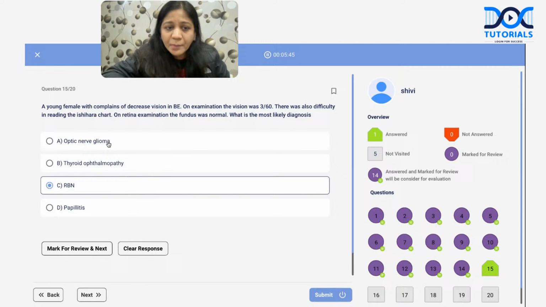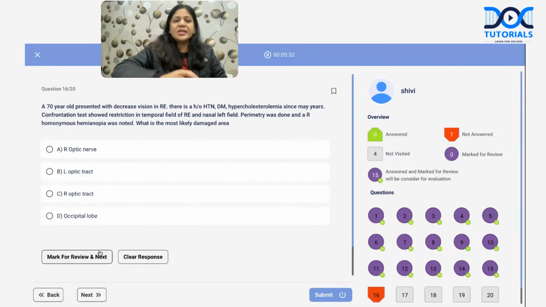Glioma doesn't present like this. There is a tumor, so proptosis will be there. In thyroid ophthalmopathy, the optic nerve is affected in late stages. In papillitis the fundus will not be normal. So this is an exclusion thing, or you can answer it very easily.